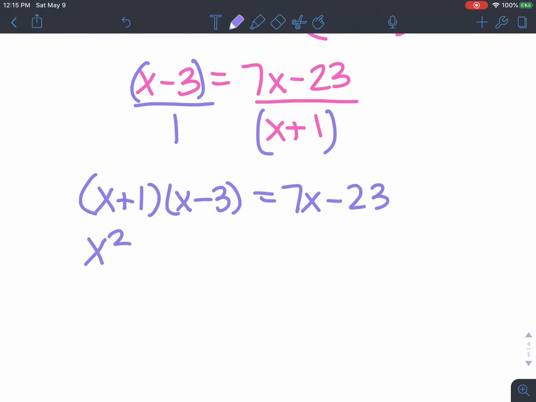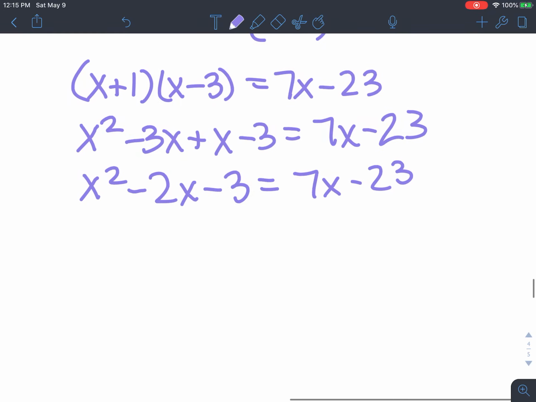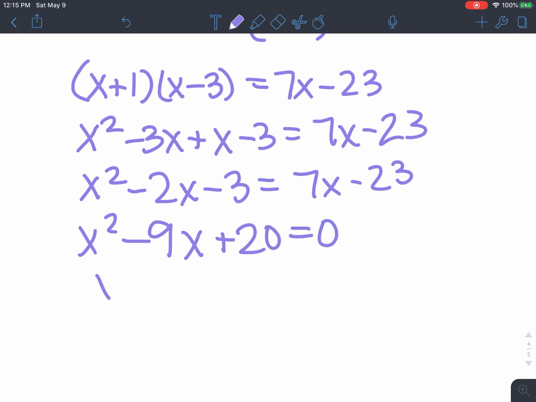FOIL, so x squared minus 3x plus x minus 3. I'll clean up this side. I'll subtract the 7x, that'll be minus 9x, and I'll have to add the 23, which will then become a 20. And then factor.